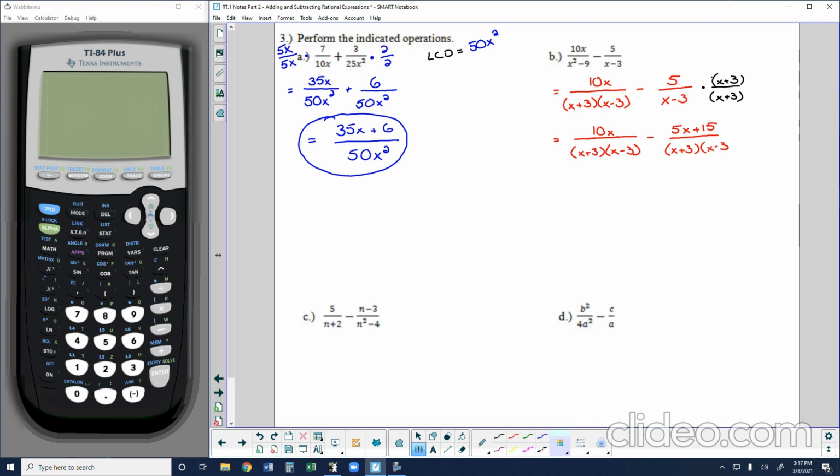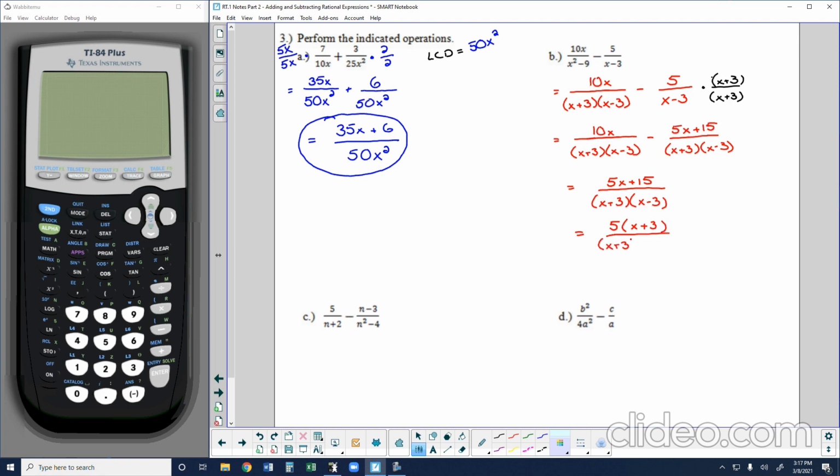The reason I distributed in the numerator is now we are ready to subtract the numerators. So 10x minus 5x can be simplified to 5x plus 15 as my new numerator. My denominator is remaining as x plus 3 times x minus 3. In this instance, I may notice that I can factor the numerator. If I factor the numerator, that becomes 5 times x plus 3.